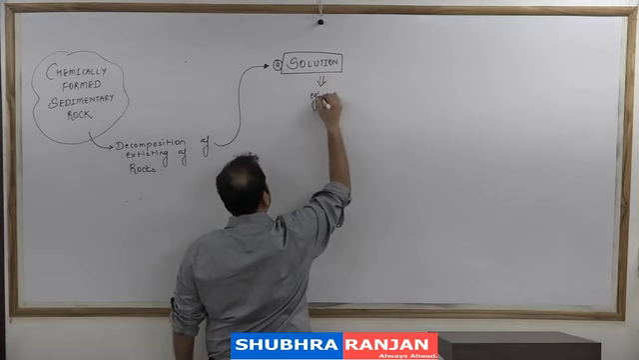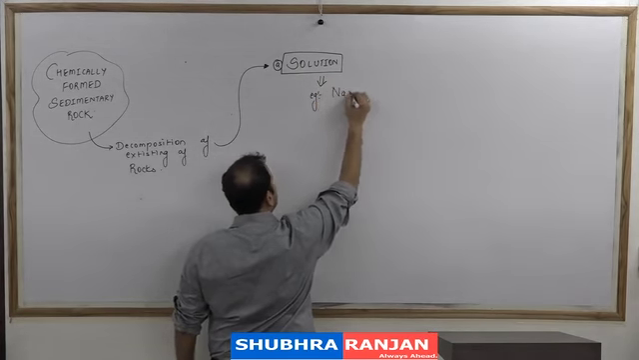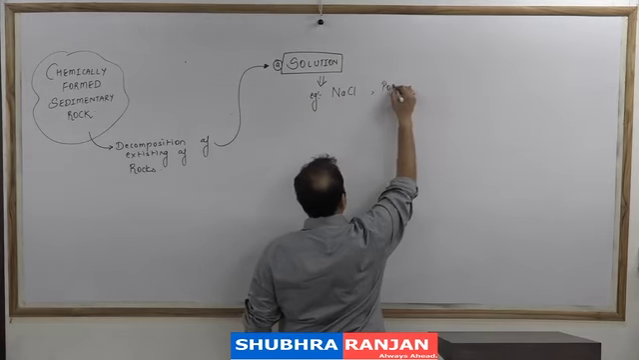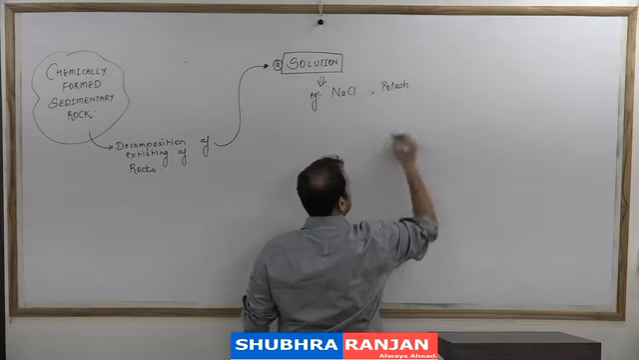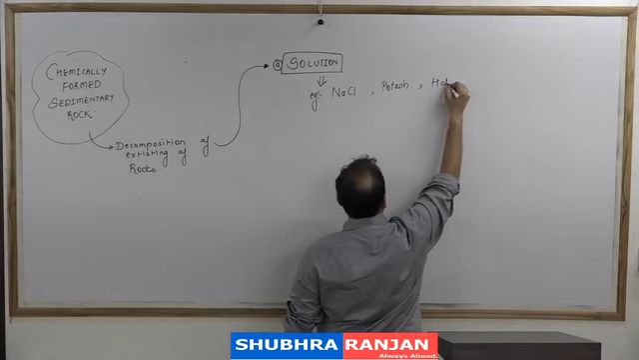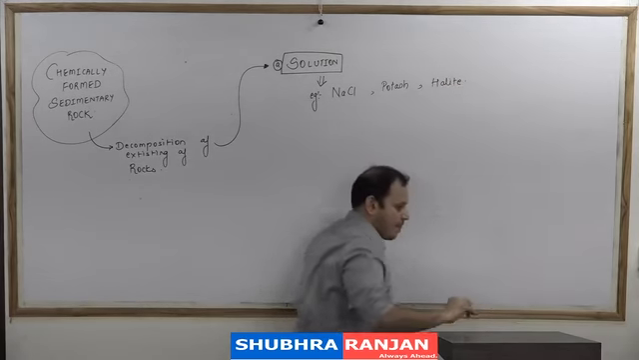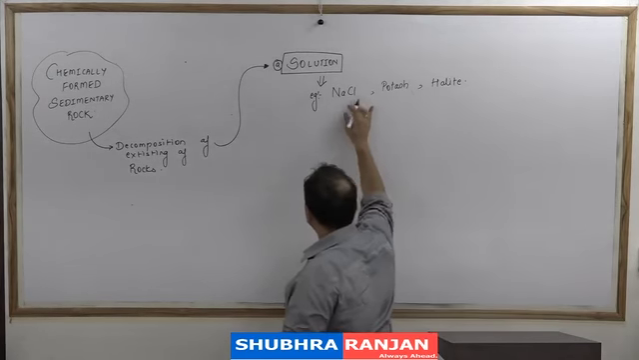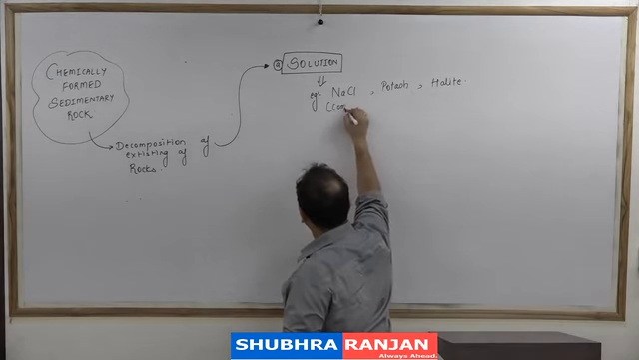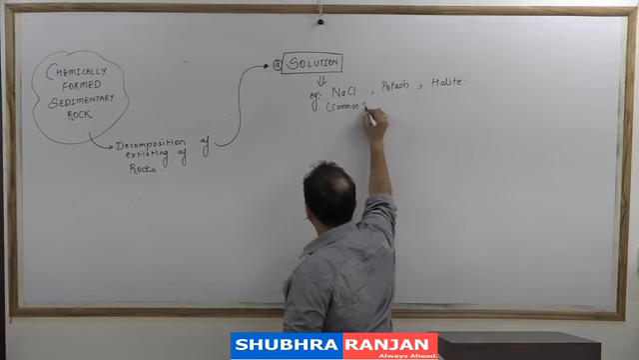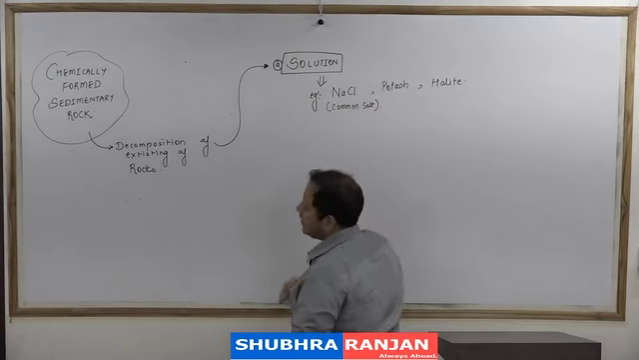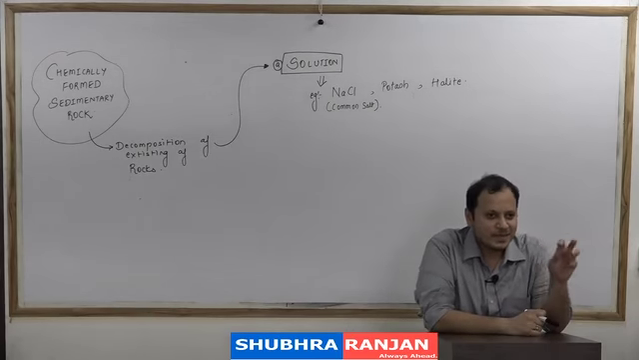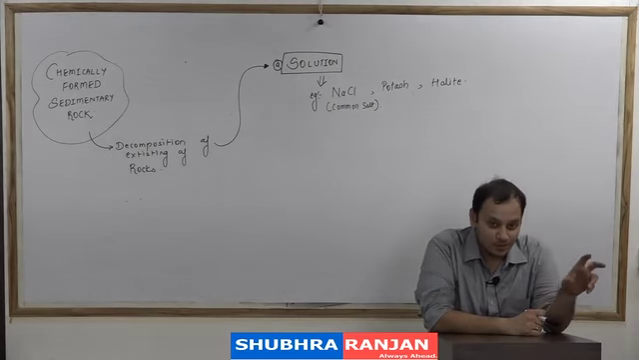Example, NaCl. Example, potash. Example, halite. Can I write instead of NaCl common salt? Yes. So common salt, potash and halite. So common salt is an example of a chemically formed sedimentary rock by the process of solution.